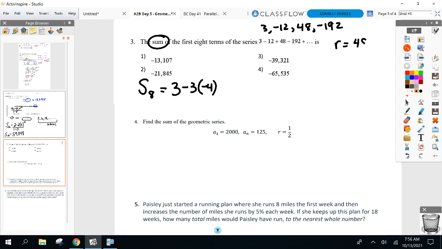Correct. So let's take 48, divide by the previous. Boom, there's your R value, negative 4, if you're unsure. Connor, back to you. Raise to the... would be the 8th. The 8th, correct? That's how many I'm adding up.